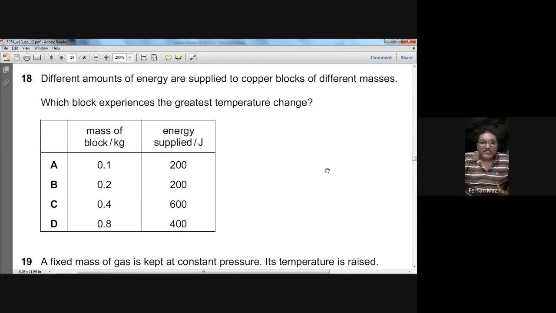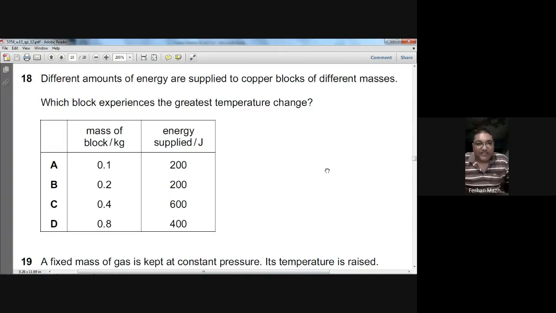Heat is equal to mc delta theta. M is the mass of that copper block. C is the specific heat capacity of the copper, which we don't know here, but we don't need it, because all the blocks are made of copper, so the value of C will be the same in all of them. So if I don't know the value of C, it does not matter. I will just keep the C as C.